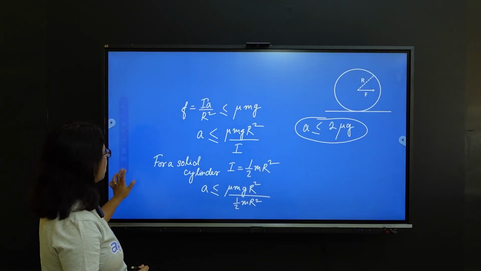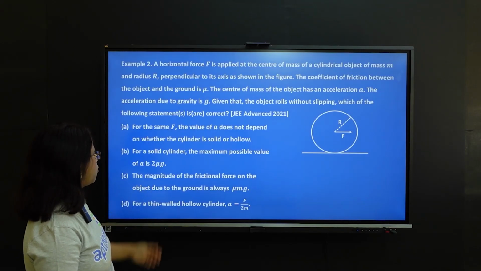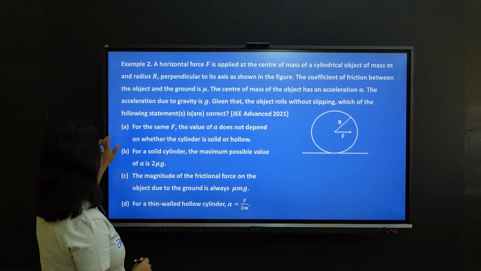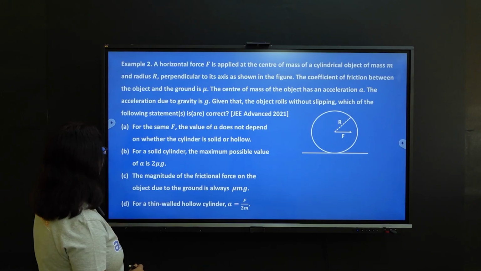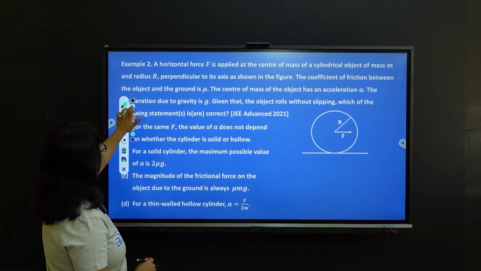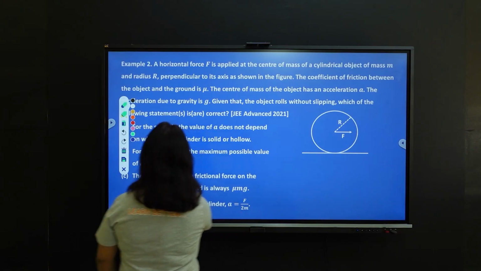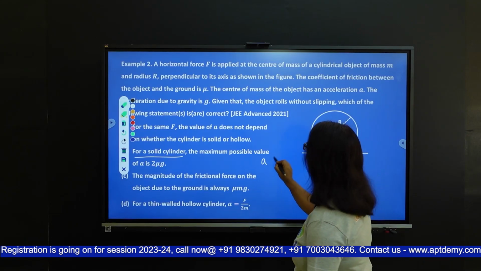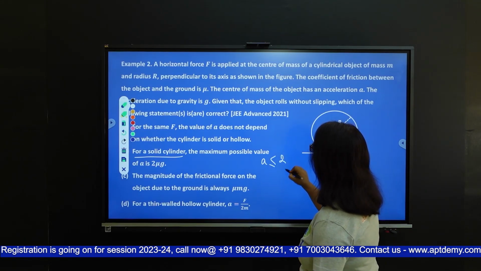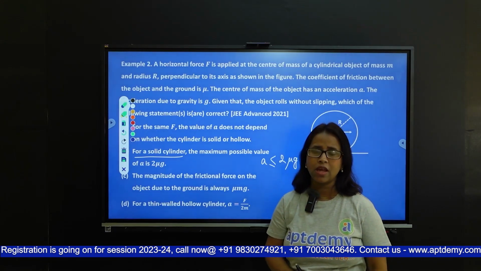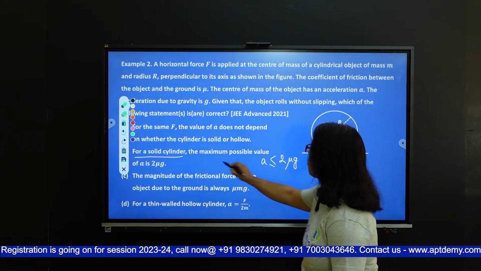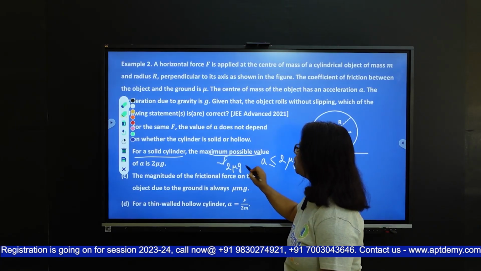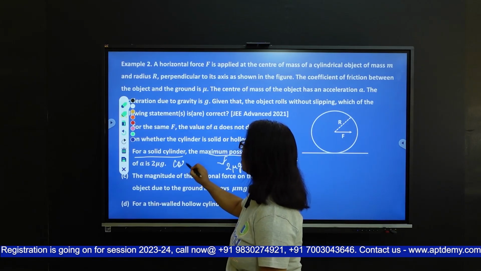So let's test the option again. The option was: for a solid cylinder, the maximum possible value of A. We just now got that A should be less than or equal to 2 mu g. So from this we can say that the maximum possible value of A will be equal to 2 mu g. So this option in fact is correct.